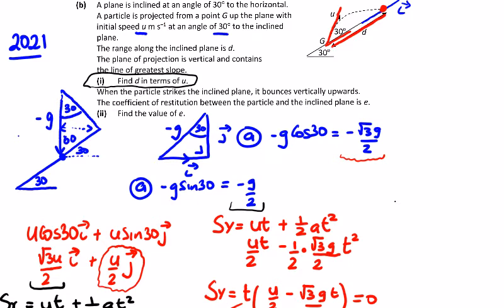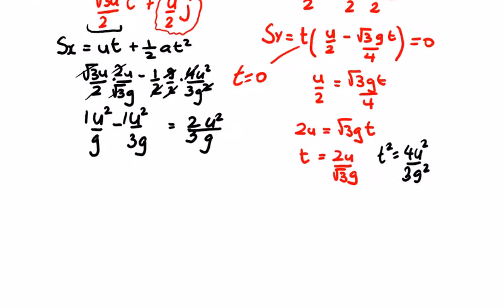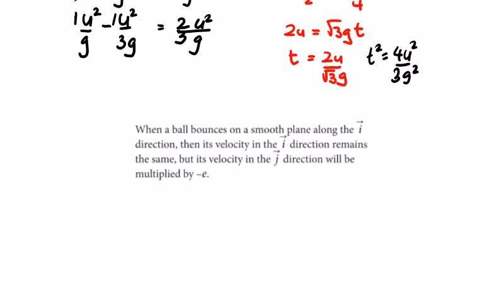Then when the particle strikes the inclined plane, it bounces vertically upwards. The coefficient of restitution between the particle and the inclined plane is e. Find the value of e. What's the relationship here with the old and the new and e? Let's leave this visible. When a ball bounces on a smooth plane along the i direction, the velocity in the i direction remains the same, but the velocity in the j direction will be multiplied by minus e. So let's apply our velocities before the particle hits and then afterwards, and we'll see if we can get down to a value for e.